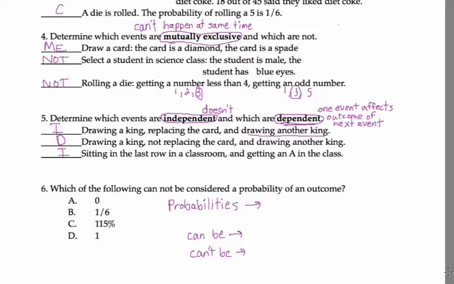This next question I'm sure that you'll see on your final in one form or another. Which of the following cannot be considered a probability outcome? Probabilities all go from 0 to 1, including 0 and 1, or 0% to 100%.